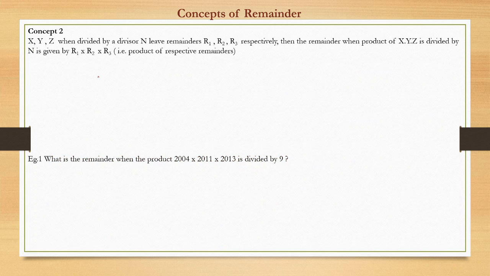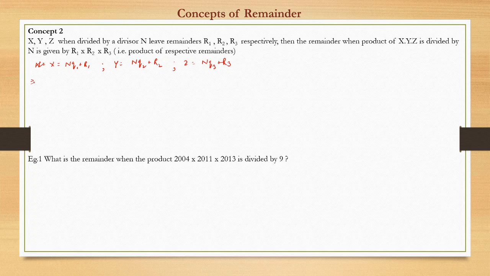Similarly, if we see here, it says that if you have to find the remainder of the product of given numbers, rather than multiplying those numbers individually, we can just multiply the respective individual remainders to obtain the final remainder. Let us see. I'll first prove the concept here and then we'll take some example. So suppose x is n times q1 plus r1, y is n times q2 plus r2, and then z is n times q3 plus r3.